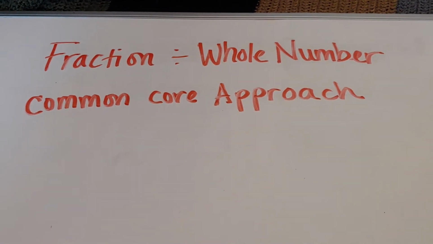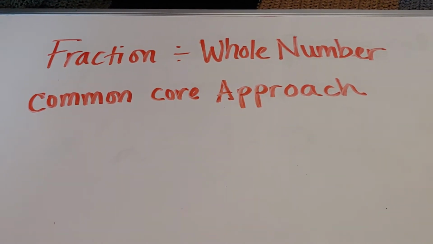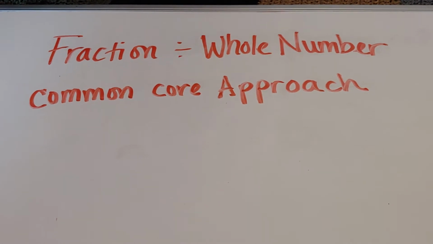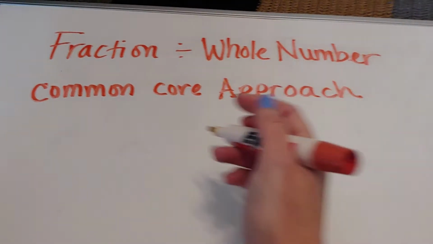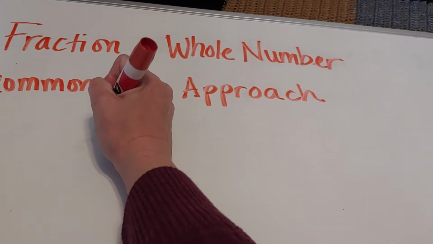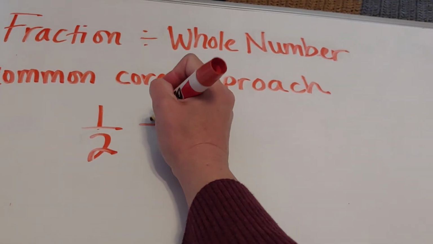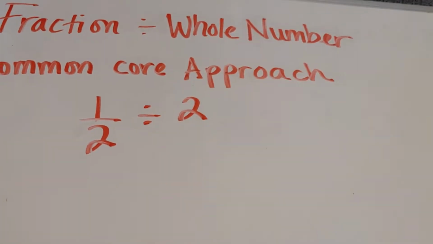Now we are interested in the opposite. How do we find a fraction divided by a whole number? Again, using the Common Core approach. So what a problem might look like is something like 1/2 divided by 2.